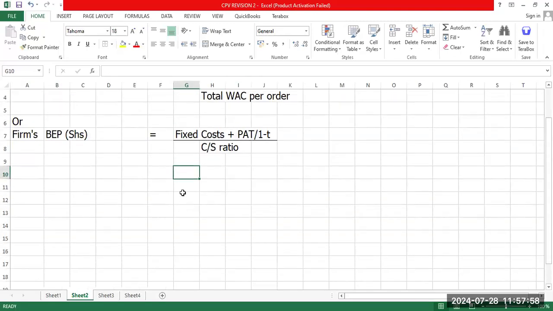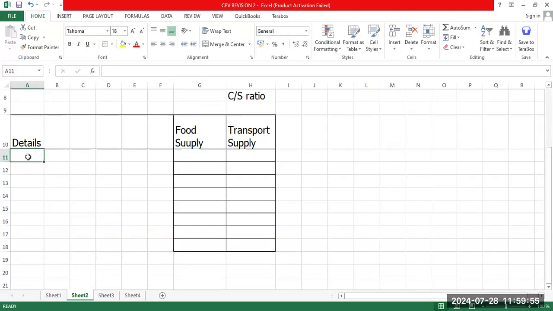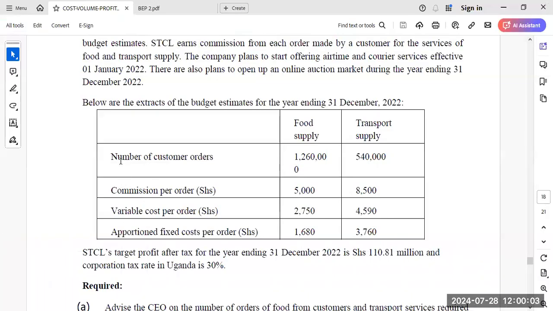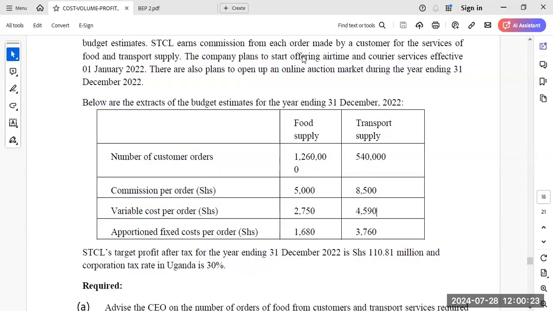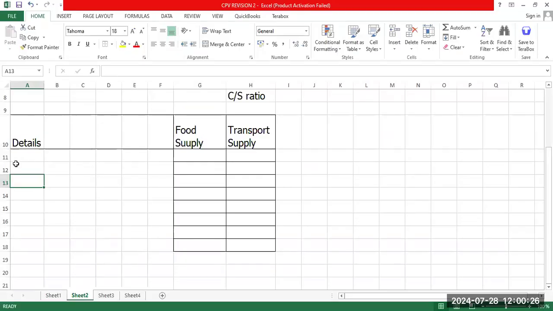So our table, are we given a contribution directly? We are just given a number of orders, commission per order, then variable cost per order. And these figures you see, they are not in 1,000. There is no bracket in 1,000, so these are just the figures. So what you will do, you can decide to, because it will help me going forward.